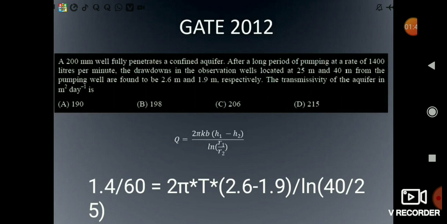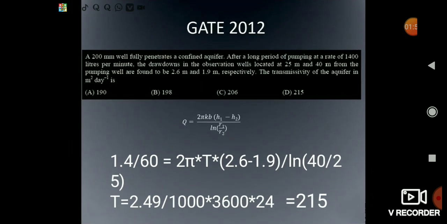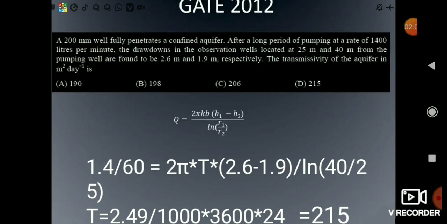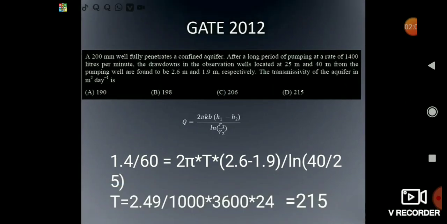25 and 40 is the R1 and R2 value, not the drawdowns. And the drawdowns are found to be 2.6 and 1.9, the S1 and S2 values respectively. As I have said, in case of a confined aquifer, you can easily replace the S1 minus S2 value by the H1 minus H2 value, and you can easily put every given data in this formula and calculate the T value, that is the transmissibility.